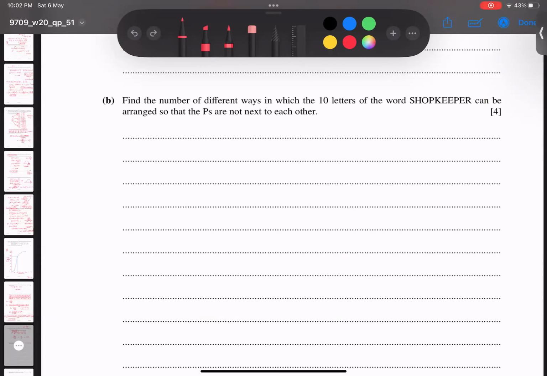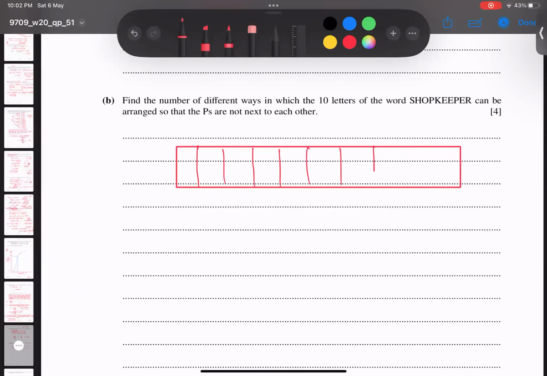Find the number of different ways in which the 10 letters of the word shopkeeper can be arranged so that the P's are not next to each other. So let's pick a plan. 10 boxes. He said the P's are not next to each other. I will go in reverse order: suppose the P's are next to each other.